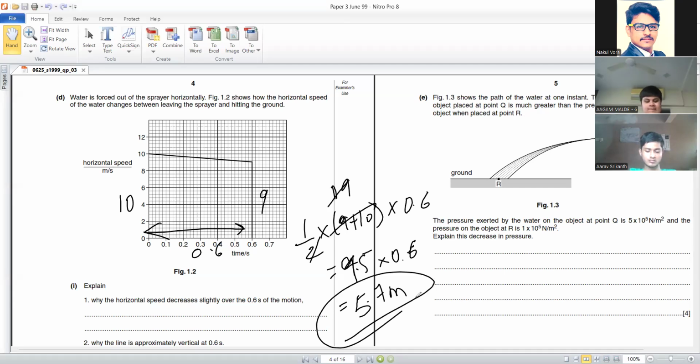Did you get it, Arav? Yes, I got this one. तो यहाँ से अगर शुरू हुआ है तो ये डिस्टेंस जो होगा इतना इधर से इधर का, it will be 5.7. Clear? Yes. This was an area under the graph question.